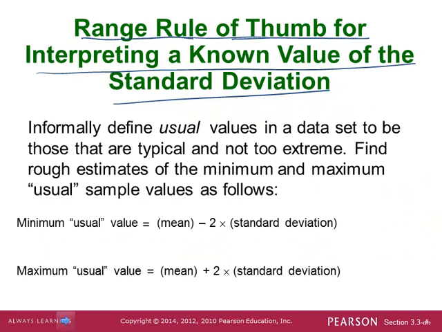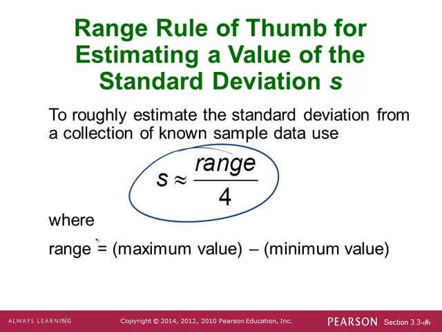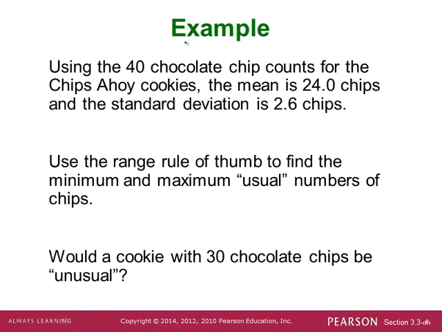And that is this rule right here that says 4 times the standard deviation is approximately the range. You can estimate the standard deviation by taking the max minus the min, dividing by 4, and that'll be a very rough estimate of the standard deviation of that data set. So that's one way of checking your work when you do your computation. Let's take an example here.